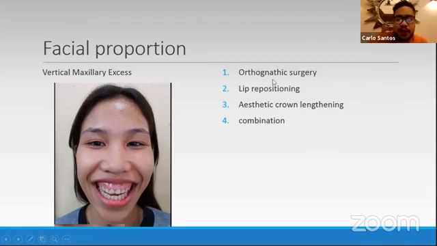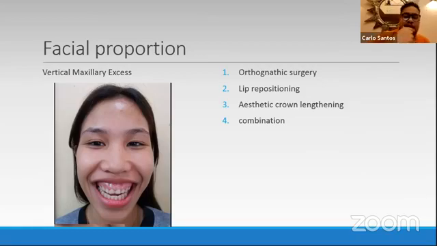Orthognathic surgery. Well, as general practitioners, this is out of our realm. We refer this to maxillofacial surgeons. The morbidity is too high. Post-operatively, it's very painful for the patient.